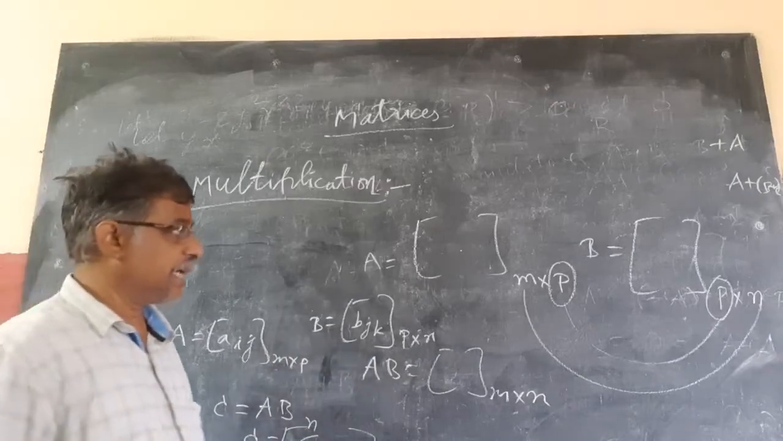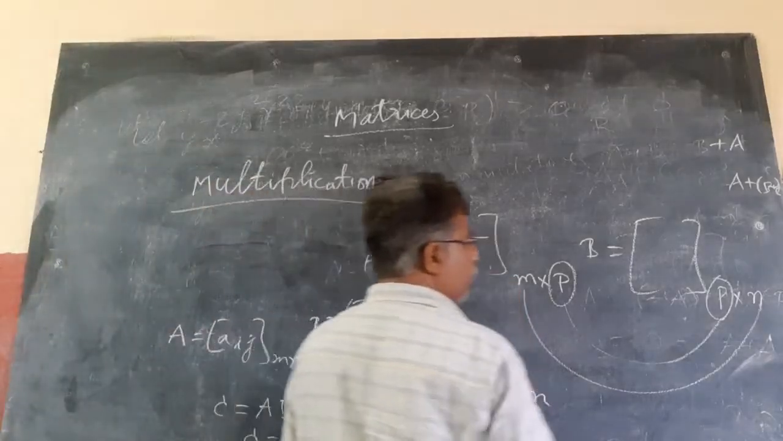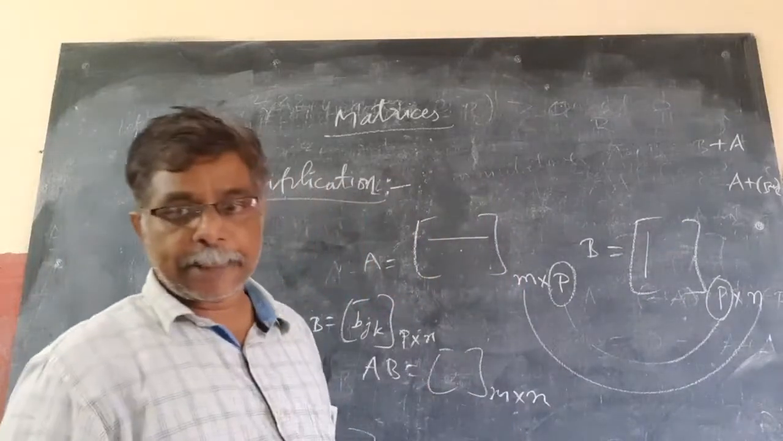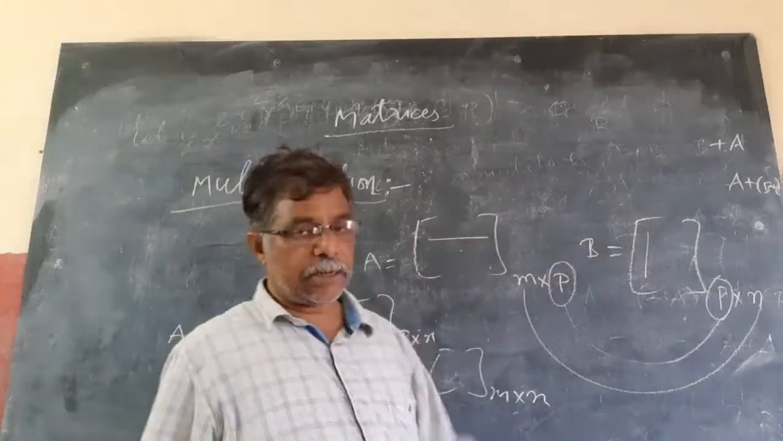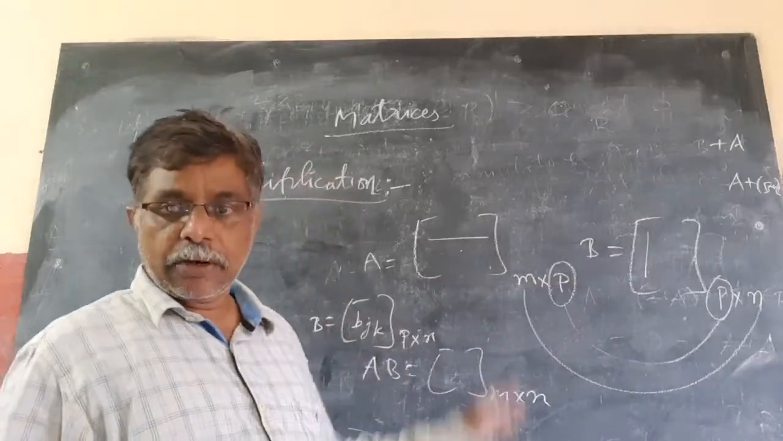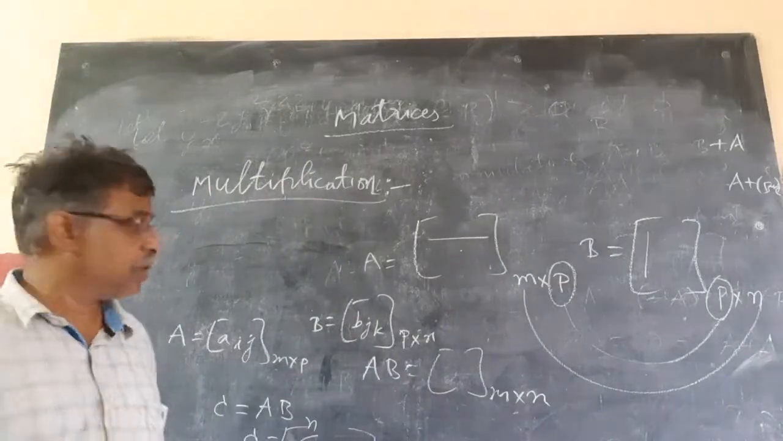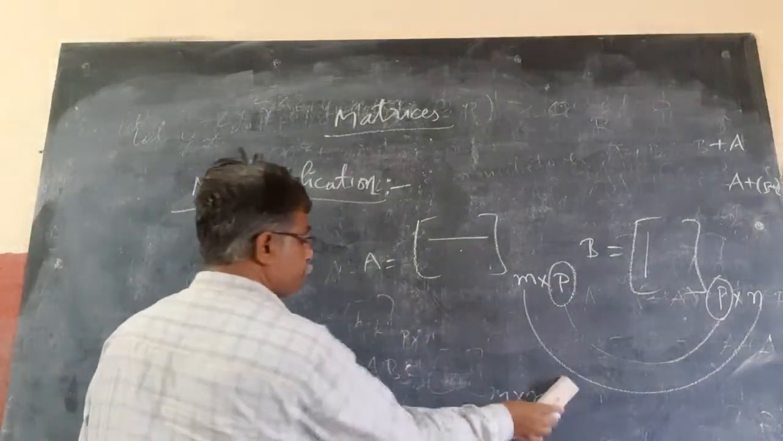This we can say in simple ways. First row with first column gives you the first row, first column element. First row with second column gives you the first row, second column element. First row with third column, same. This is the representation; that is the actual. Next.